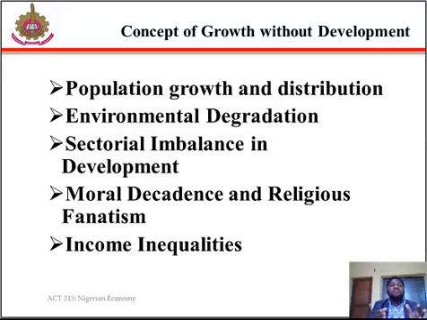Then another one is moral decadence and religious fanaticism. Moral decadence is a decay in morals, and then there will be religious intolerance. People cannot stand themselves; they see themselves as enemies. And the fifth one is income inequalities. People don't have the same income. Some people will be very rich and can afford everything, while some cannot even afford the basic amenities of life. This shows that there is growth without development.